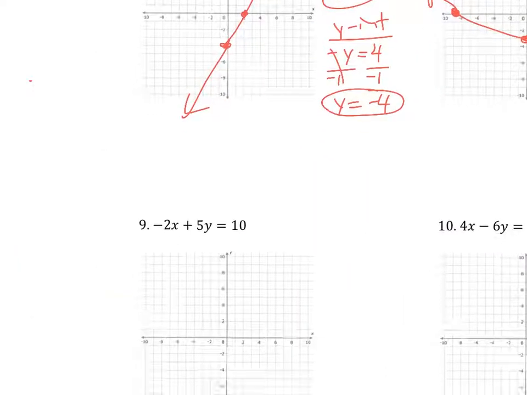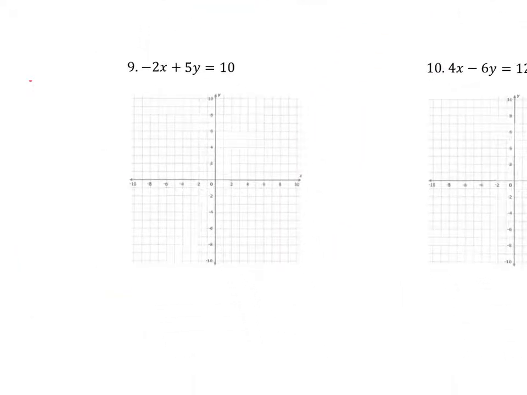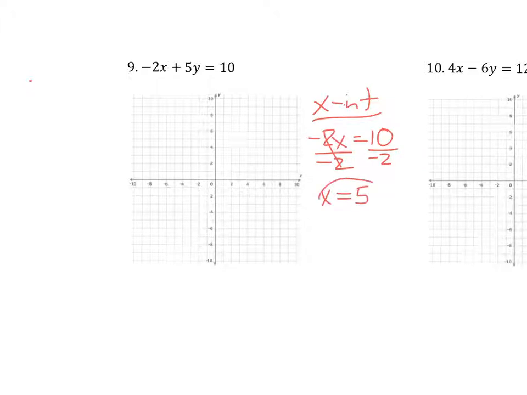All right, two more here. Number 9. So for my x-intercept, cover up y. And when I cover up y, I'm left with negative 2x equals 10. Divide by negative 2. And I'm left with x equals negative 5. Left off my negative. There's my negative.